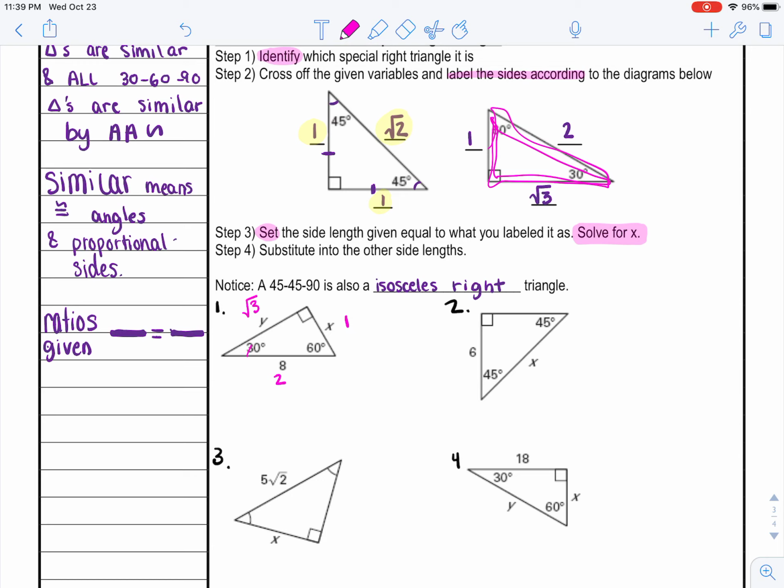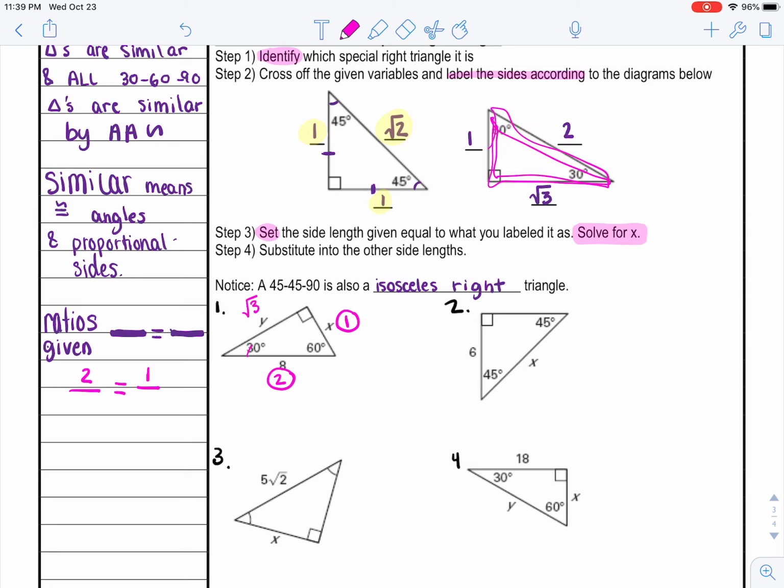Let's solve for x first. So we need to set up our proportion. I'm going to put my ratios on top. So that means I'm going to put 2 and 1 on top in our proportions.